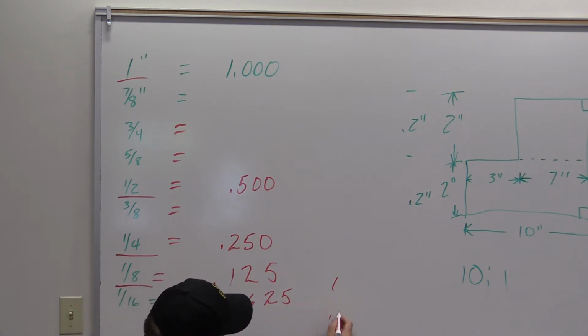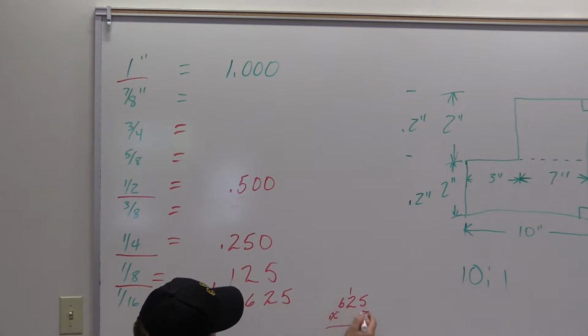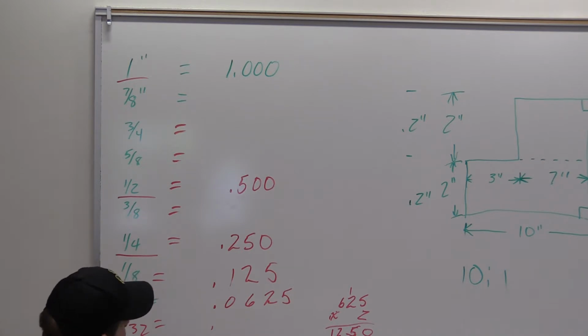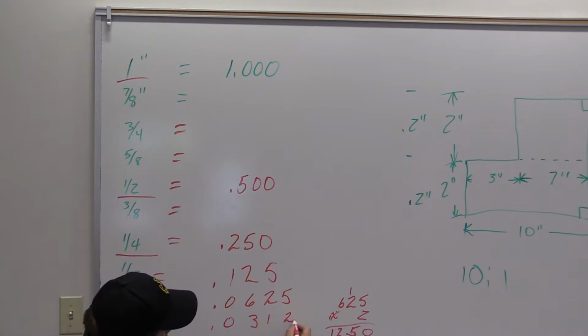Let's do 625 times 2. 0. So we carry the 1. 4, 5, 12. What do we have? 1250. Okay? 1/32 would then be 0.03125.